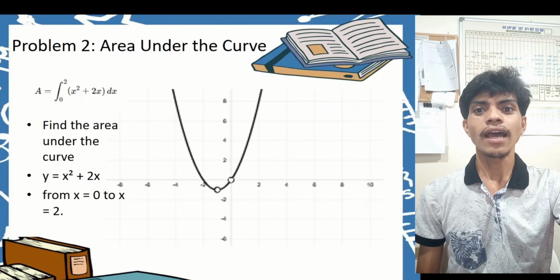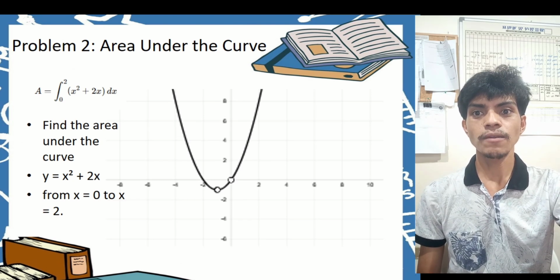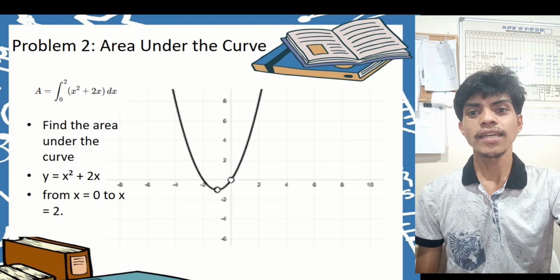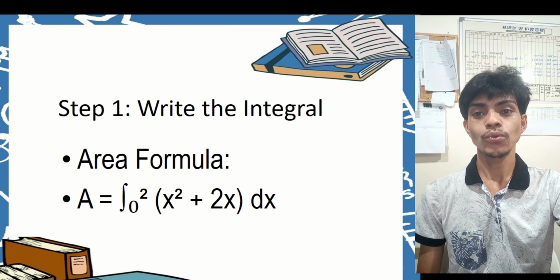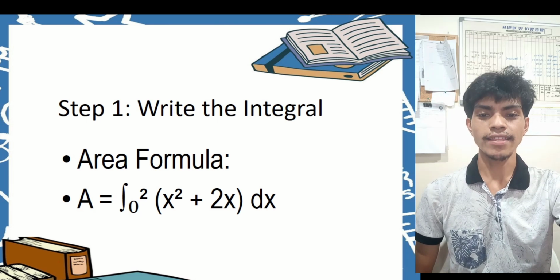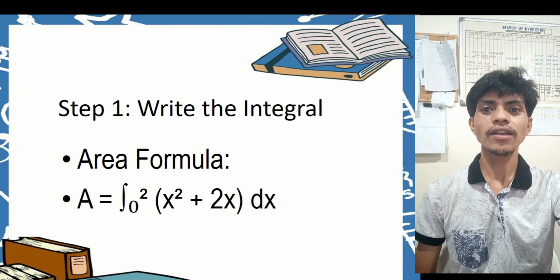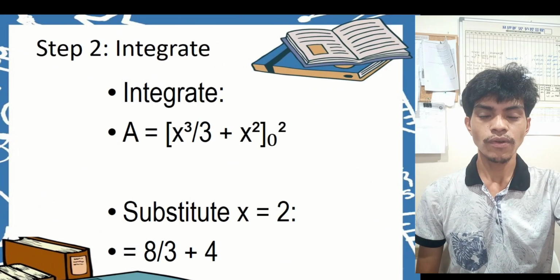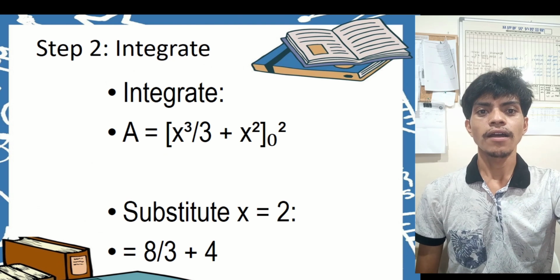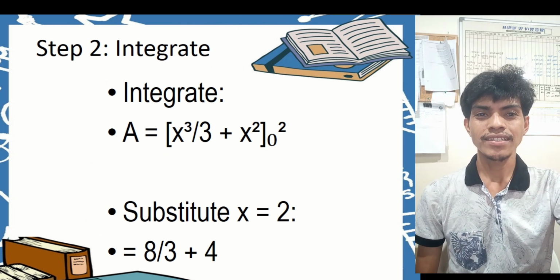Now, here at problem 2, in application of integrals, the area under the curve. The problem is to find the area under the curve y equals x squared plus 2x, from x equals 0 to x equals 2. Now step 1, write the integral. The area is the integral from 0 to 2 of x squared plus 2x dx.